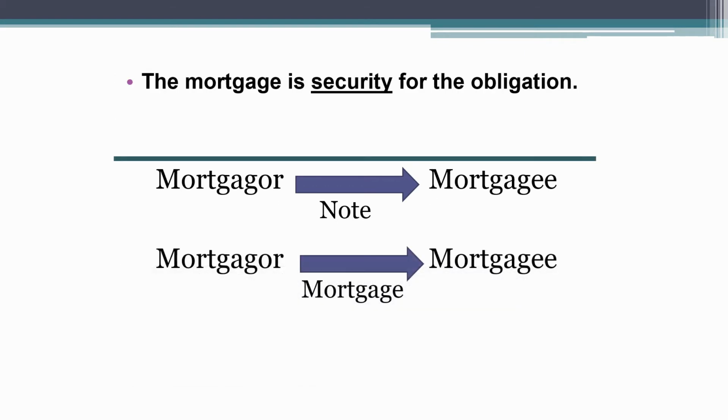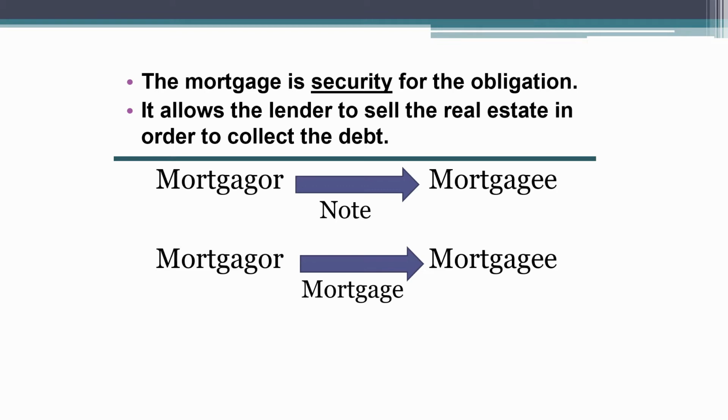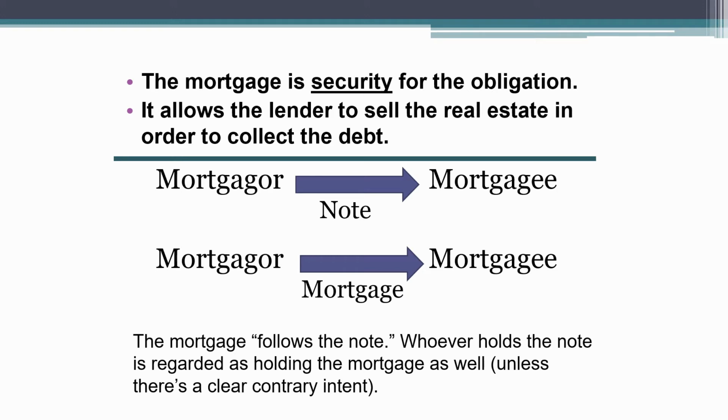Now, the mortgage, on the other hand, is security for the obligation. It doesn't say the borrowers will repay the money. Instead, it's there to help the lender collect the debt by selling the real estate if necessary and using the proceeds of that sale, we call that a foreclosure sale, to pay off the debt. The mortgage follows the note. That is to say, the original holder of the mortgage, the original mortgagee, may transfer the note to somebody else. If they do, the mortgage is considered to go along with it automatically unless there's a clear contrary intent. So whoever can enforce the note can also enforce the mortgage.